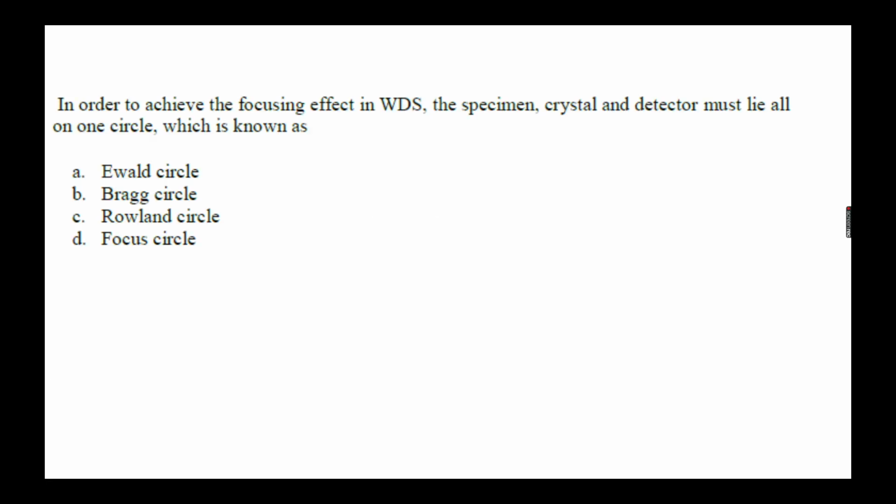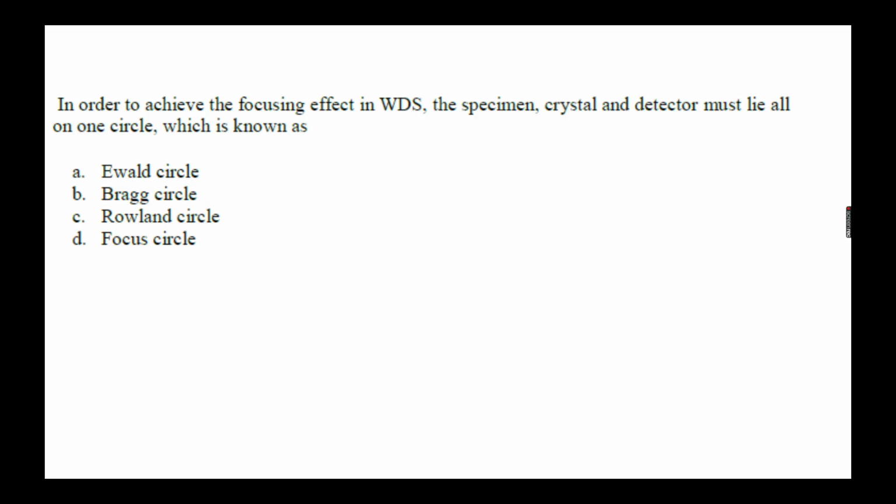Okay, so the next thing is what I just showed in the image. I did not give much focus to that because I knew that the next question would be regarding this. So in order to achieve the focusing effect in WDS, the specimen, crystal and detector must all lie on one circle, which is known as what? This is very simple. It was written in the last slide also. So please give the answer for this question.